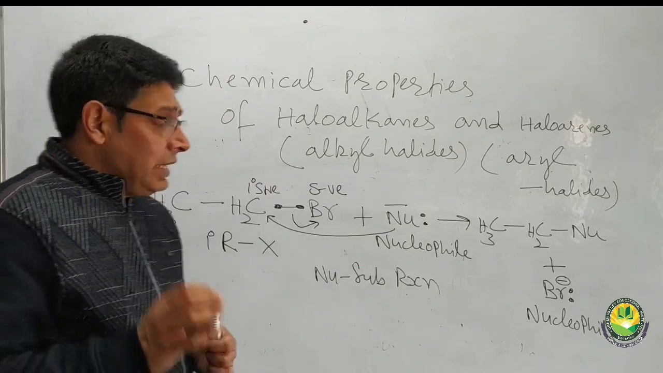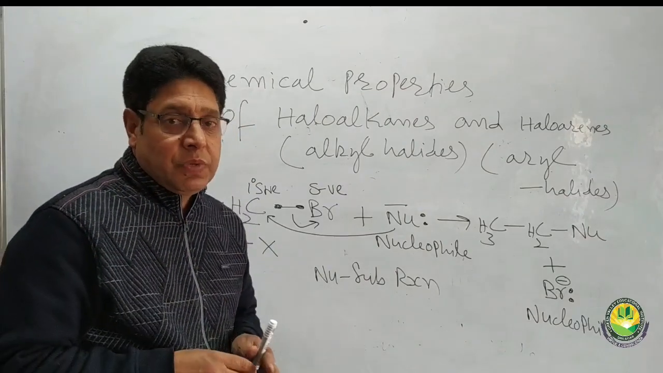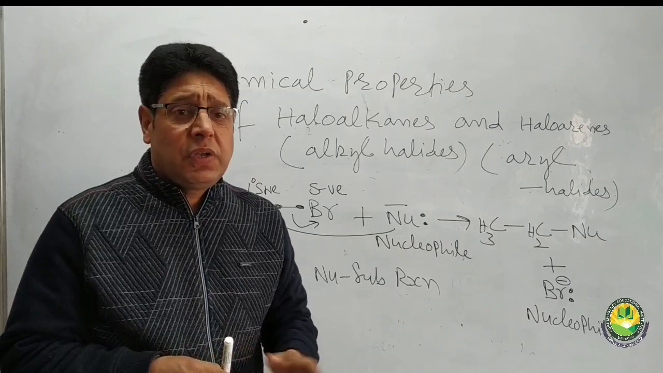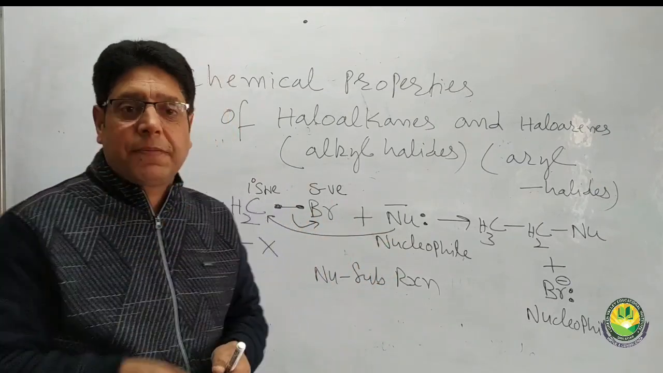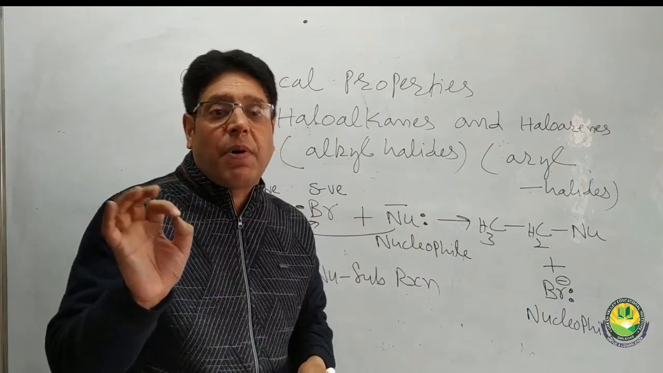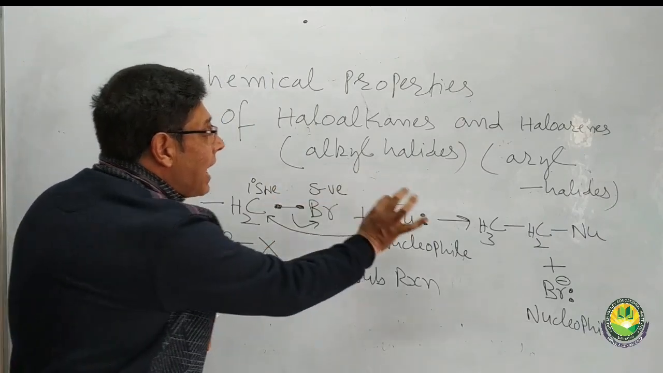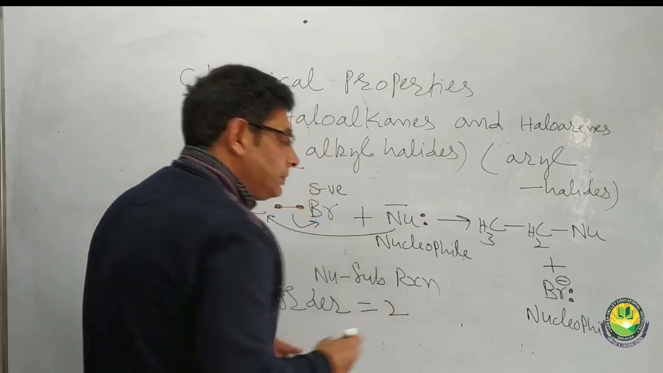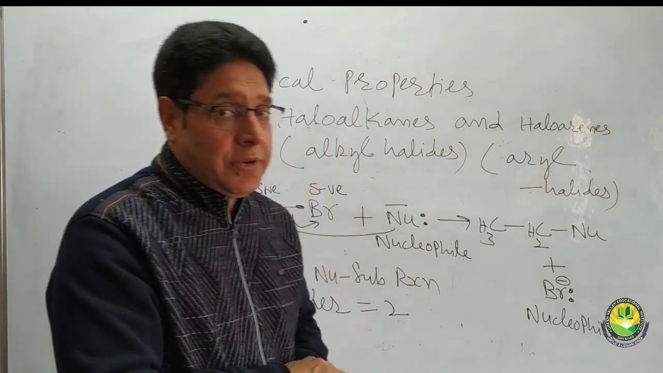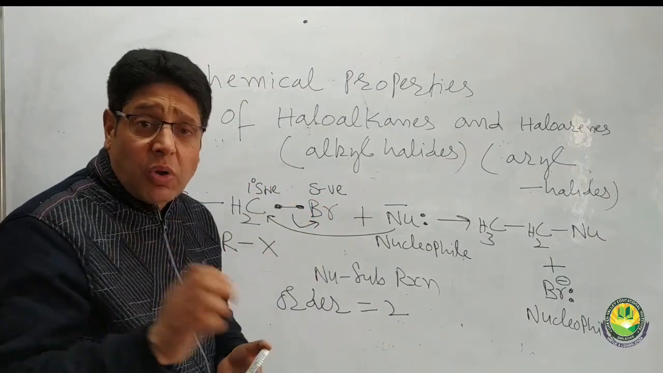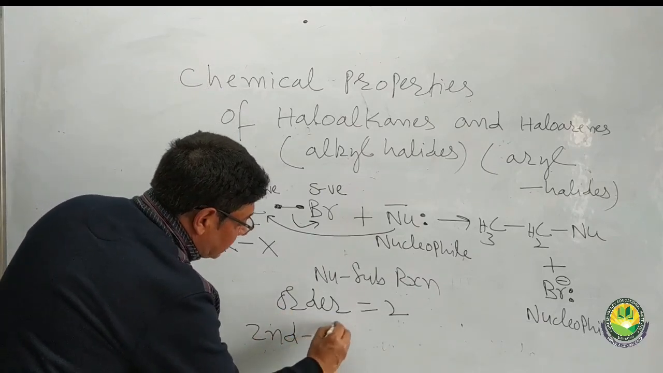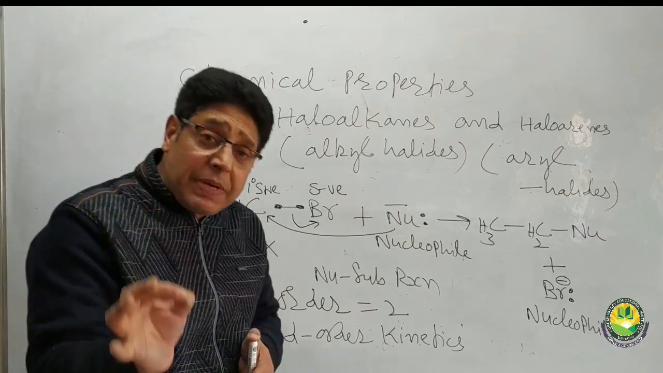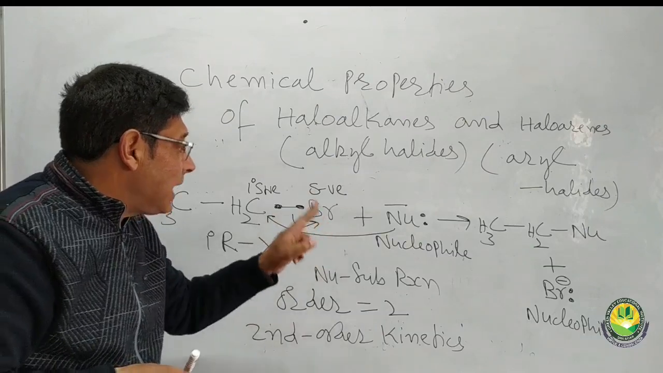Now, it has been experimentally confirmed that speed of this reaction depends upon the concentration of alkyl halide as well as nucleophile. So, order of this reaction is 2. It is a second order reaction. This reaction follows second order kinetics. Speed depends upon both alkyl halide as well as nucleophile.